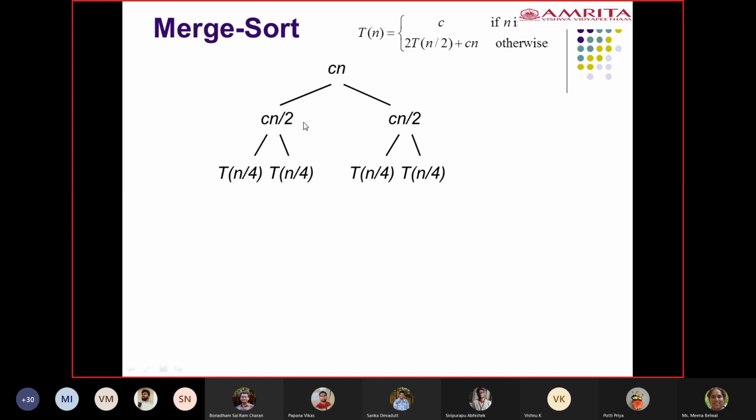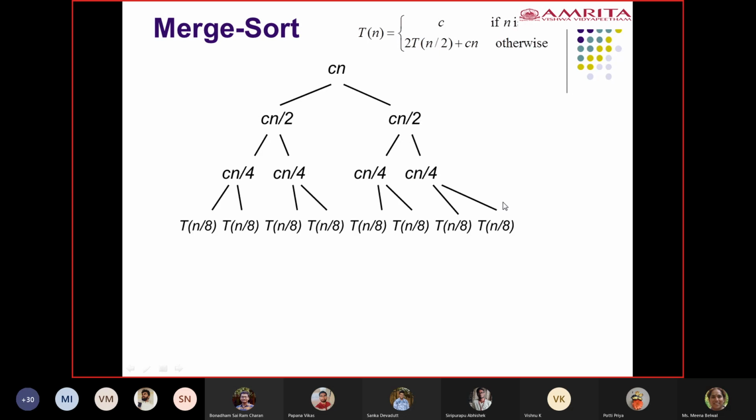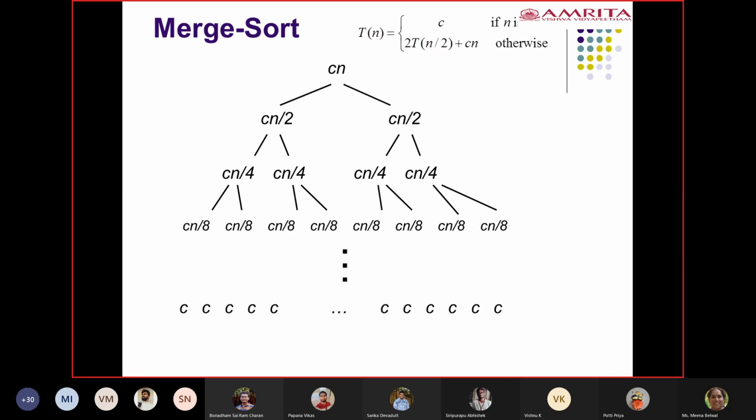So this is what we have written, Cn by 2 and 2Tn by 4. So this keeps on growing like this. Next time it is going to be Cn by 4, Cn by 4, Tn by 8, Tn by 8, like that it will keep on growing, right? Till how long are we going to do it? We are going to do it till we get a constant time. For example, let us say only one element here, right? So one element only in the smallest array and the complexity is going to be C, right? Like that we are going to get.